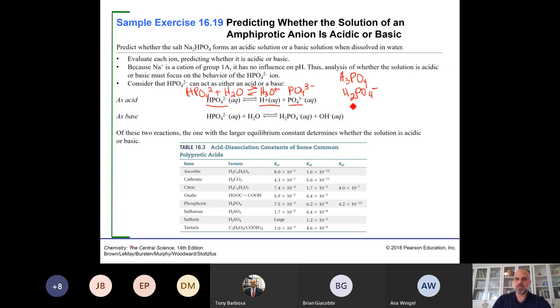H2PO4 minus. It can also give us HPO4 2 minus and PO4 3 minus. So you can see there's a Ka associated with this step, Ka1. There's a Ka2 associated with this step, and then a Ka3 associated with that step there. You see there are 3 Kas, and when we're looking at the table here, we have 3 different Kas.